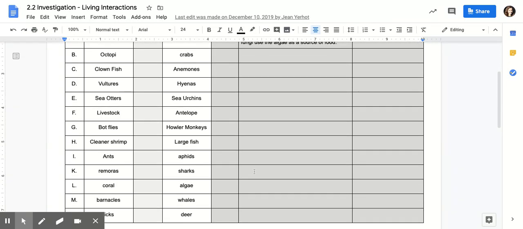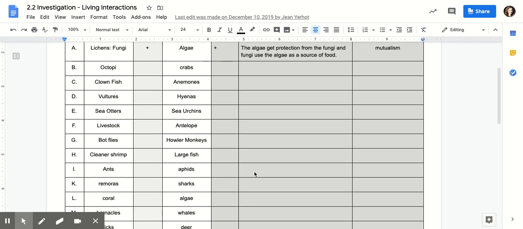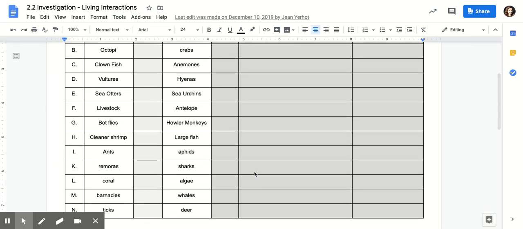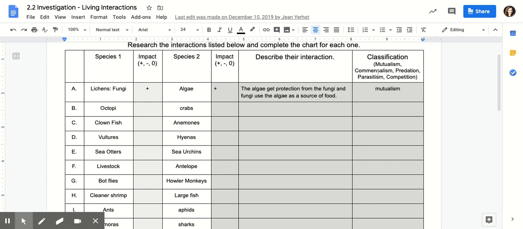Now, if you look, you've got several more pairs of organisms to research. My recommendation is that you open up a browser like Google, and for each pair of organisms, type the name of the first organism, octopi, and the second one, crabs, and then the word interaction. And when you search those three things, you should find websites that give you information on their interaction. It might specifically tell you what type of relationship it is: mutualism, commensalism, predation, parasitism, or competition. Or it might just explain to you that one organism benefits and the other is negatively impacted, or that one is not impacted at all.